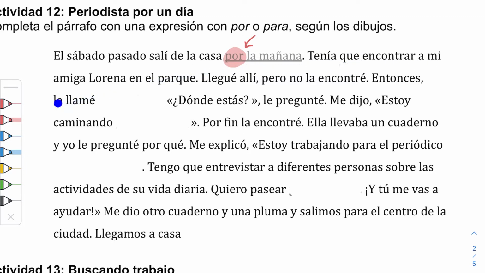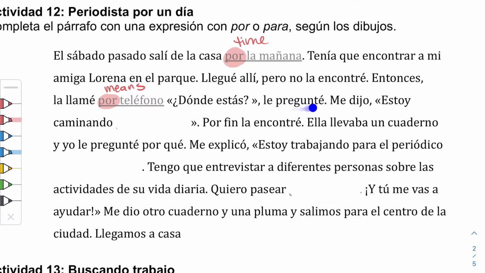Tenía que encontrar a mi amiga Lorena en el parque. Llegué ahí, pero no la encontré. Entonces, la llamé por teléfono. I called her on the phone. This is a means of communication. So if you want to say, you could say time. This is means.